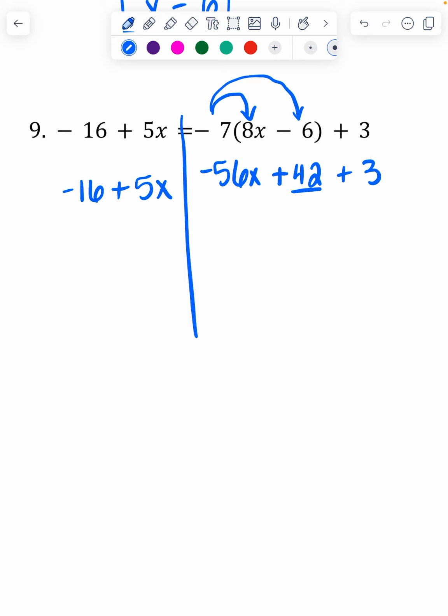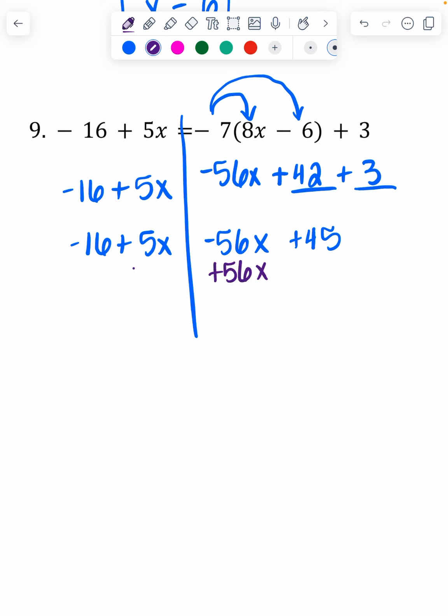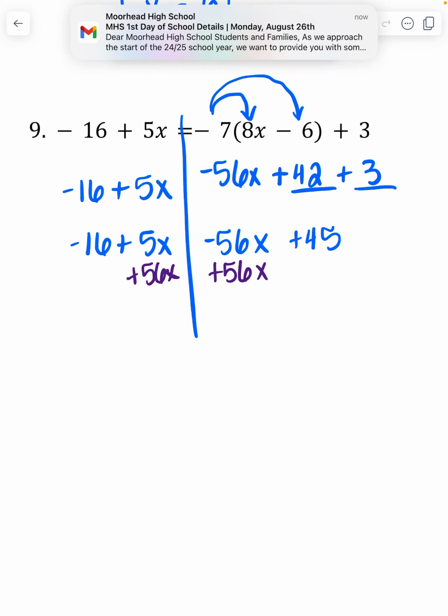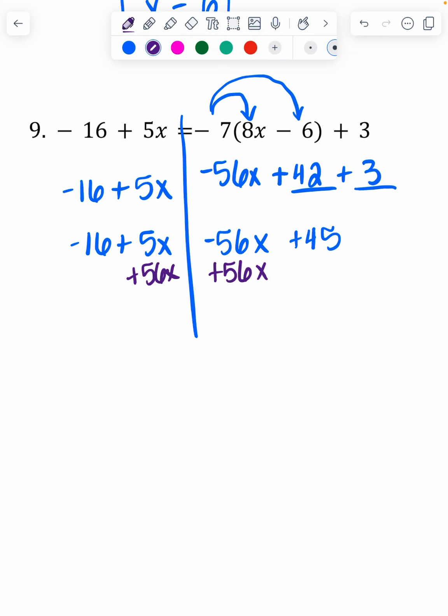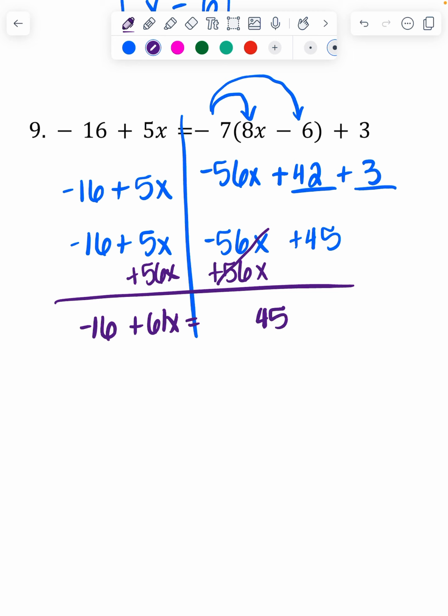Okay, then I can combine these because they're both constant terms, so I'm going to leave my variables alone. 42 plus 3 is 45. Now I have x's on both sides, so I need to move all my x's to one side. Since it's a negative 56, I'm going to add 56 x's to both sides. And notice that I add it to the like term, so I line it up with the term on the other side that has an x. And then that leaves me with negative 16 plus 61x equals 45.